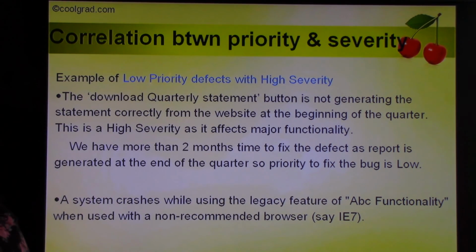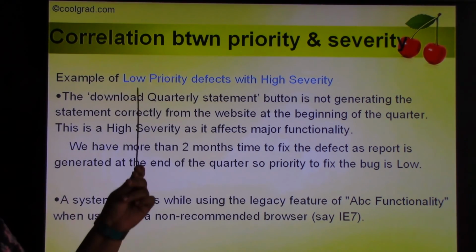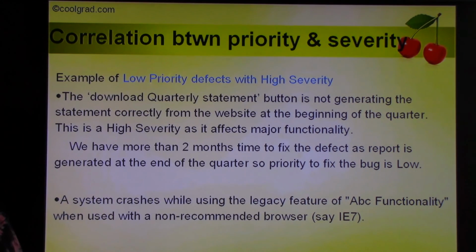It's high severity. But do we have to fix it right now? Because when do people click on the download quarterly statement? Only once in a quarter. Suppose we are at the beginning of the quarter. That means people are not going to click on that link for the next couple of months. So we can actually wait for a couple of months before we fix this. Meaning we don't have to drop everything and fix this issue right now. So this is a good example of a low priority defect with high severity.